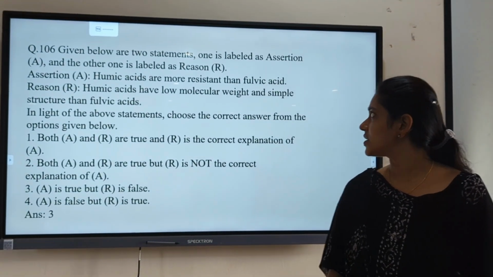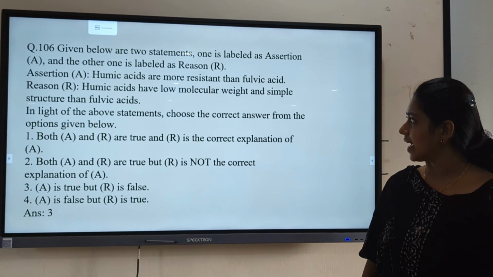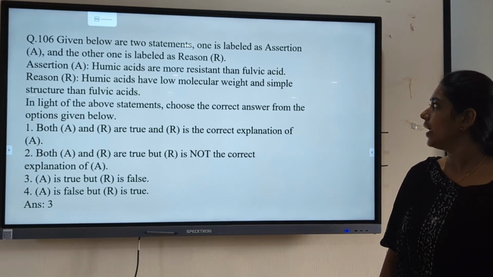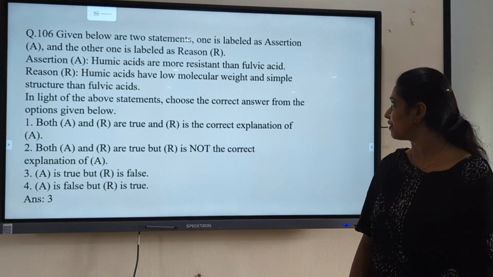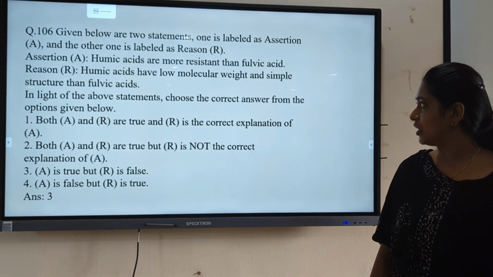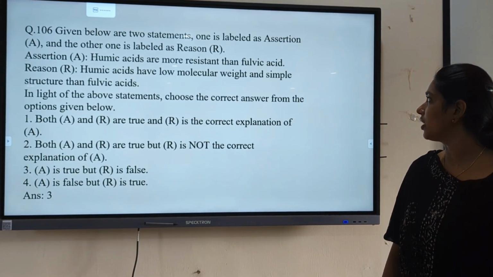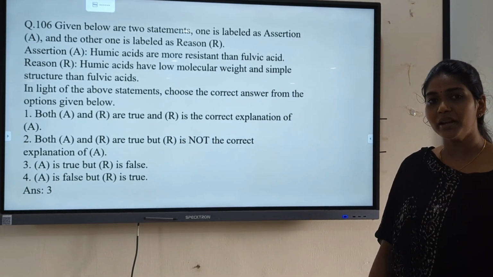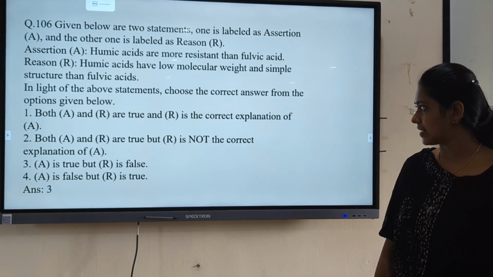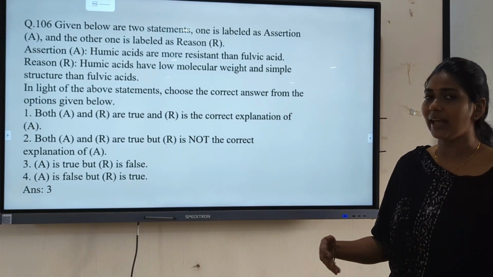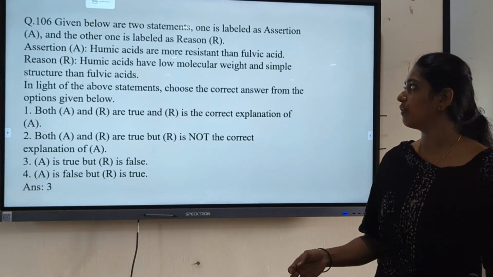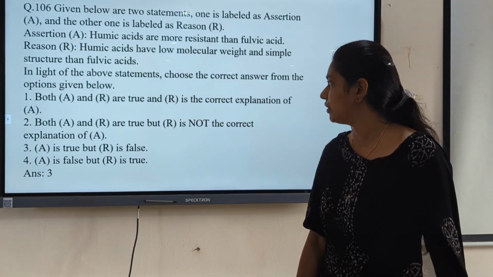Now moving to the next question. This is an assertion-reason type. Here the assertion is given as: humic acids are more resistant than fulvic acids, and the reason they mention is that humic acids have low molecular weight and a simpler structure compared to fulvic acids. From this we have to find whether the assertion and reason are both correct, and whether the reason is the correct explanation for the assertion.